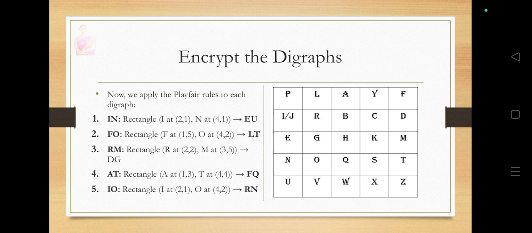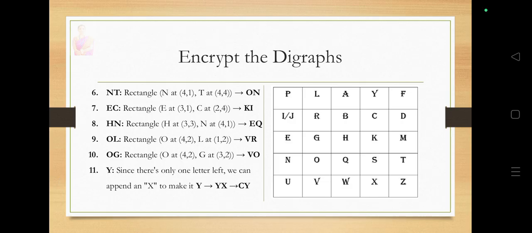Next one is IO, right? It also belongs to different rows and columns. So what will be the answer? For IO, the answer will be RN. Is it clear? Next one. So what is the next one?